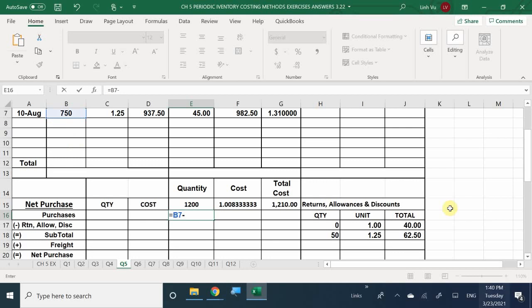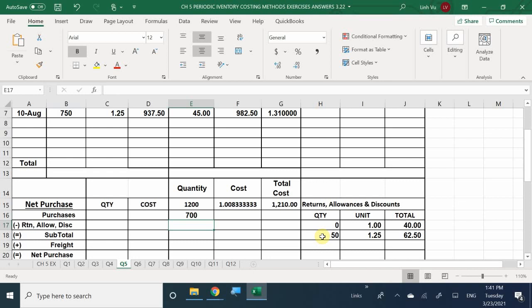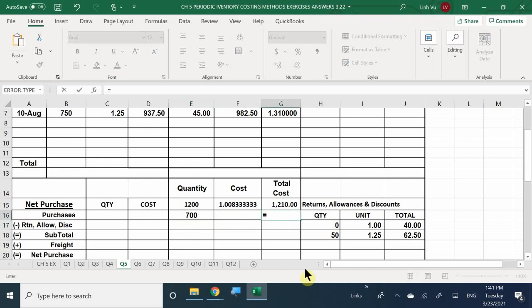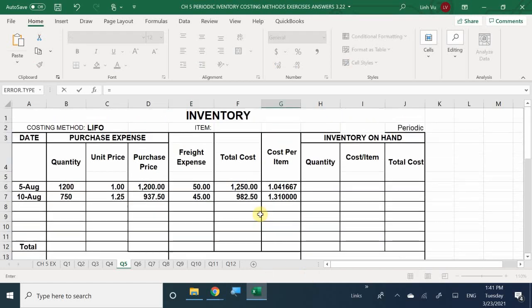750, right? I returned 50, so I should have 700. Okay, so right here's my updated inventory. Instead of doing it at the very end, we're doing it as we go. So here's my 700. That's what I have available.